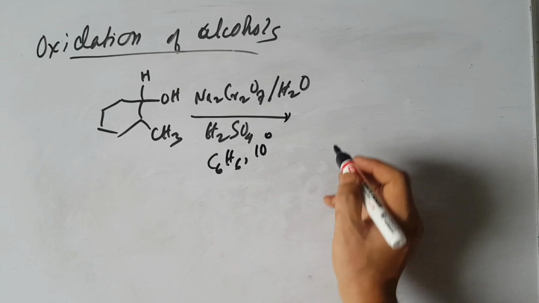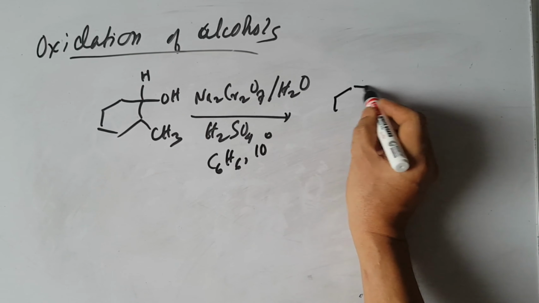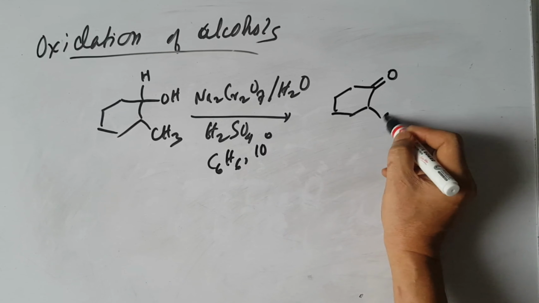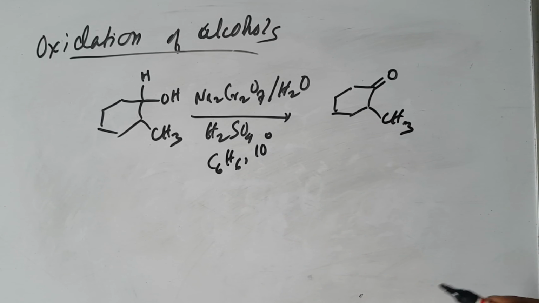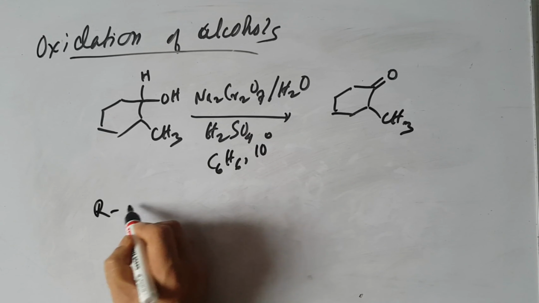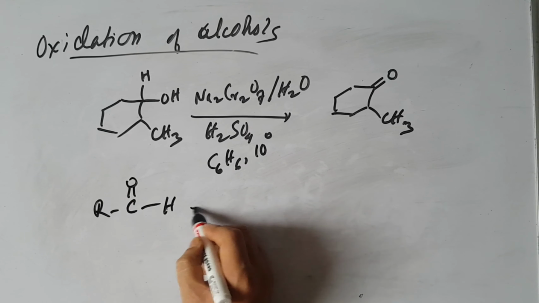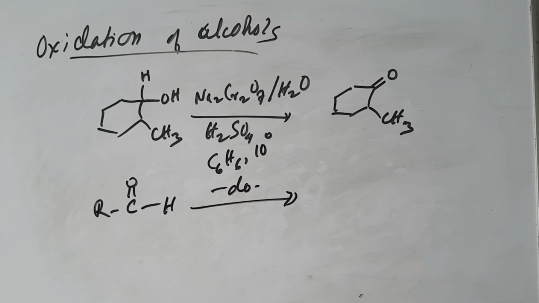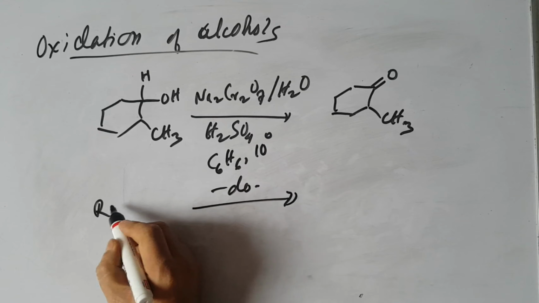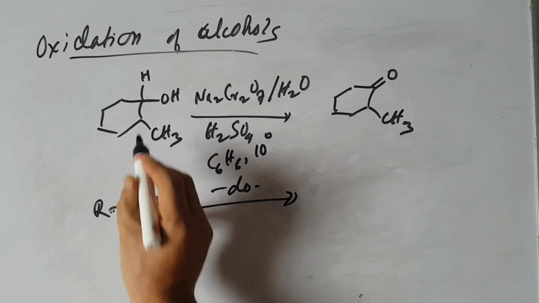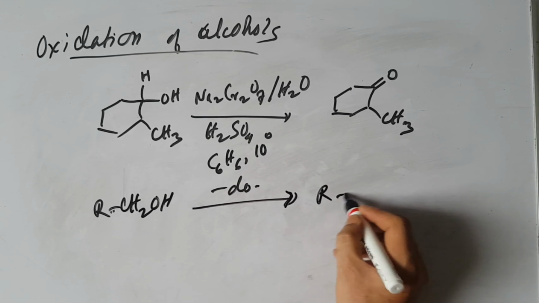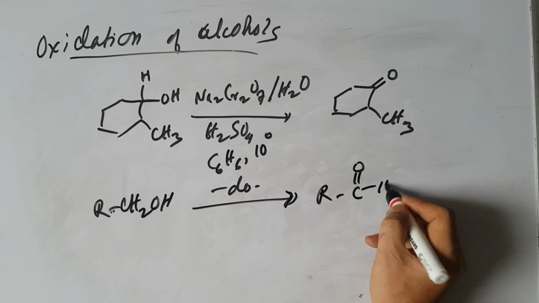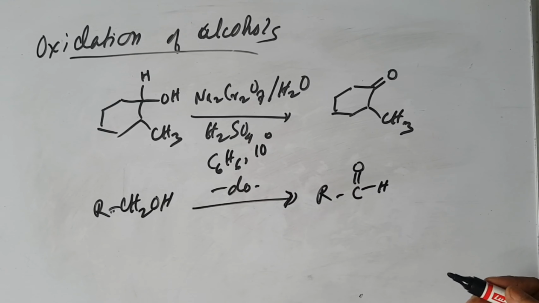So secondary alcohols are oxidized to ketones. Many examples are here; I'm giving a few. Primary alcohols are oxidized to aldehydes, and secondary alcohols are oxidized to ketones.